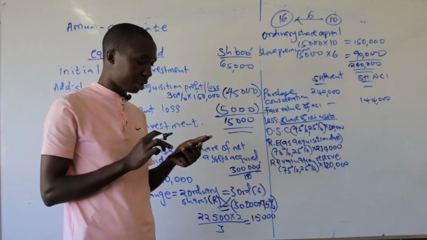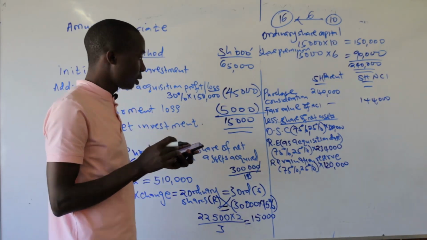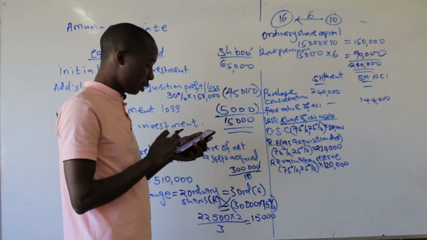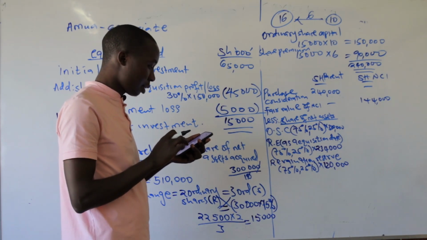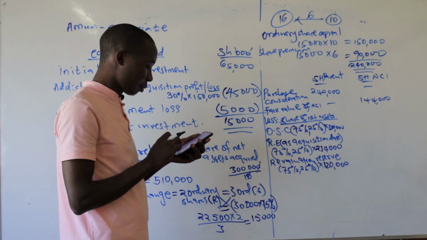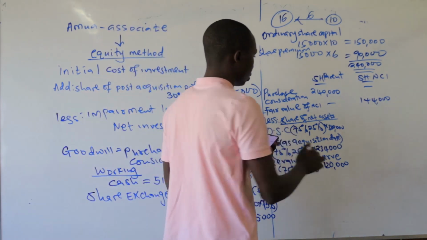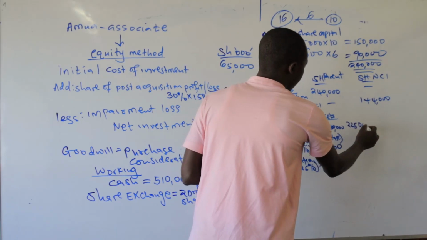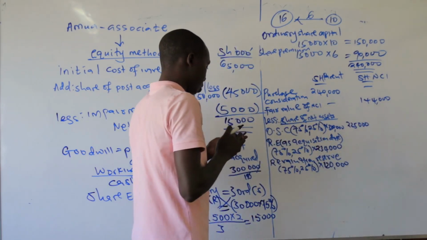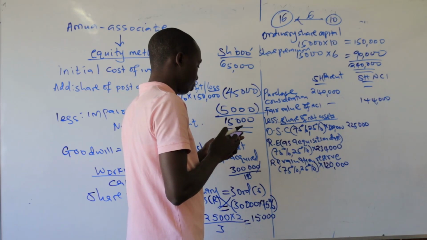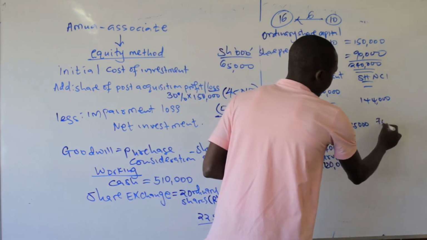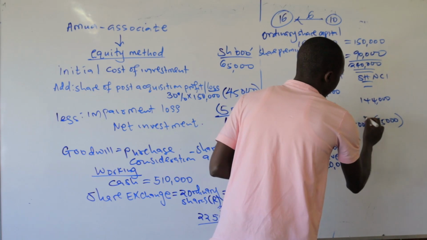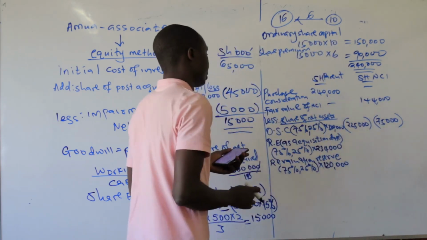Let us use our calculator. 0.75 times 300,000, that is 225,000. Then if I say minus 300,000, this is supposed to be 75,000. So these ones are deducted.